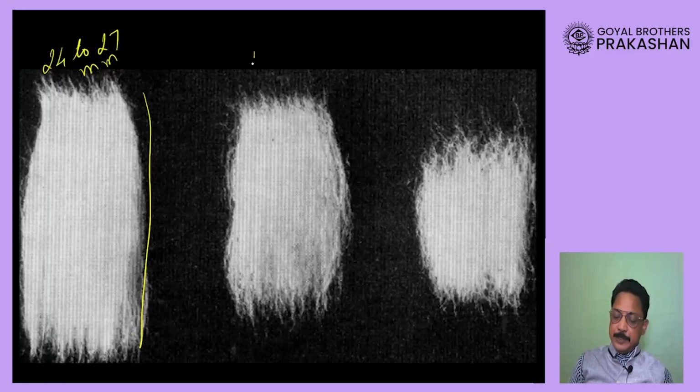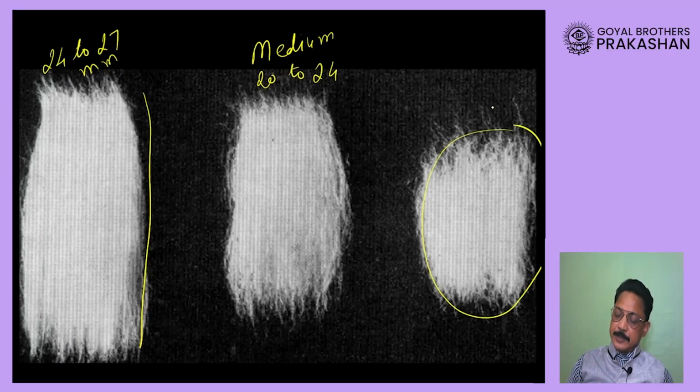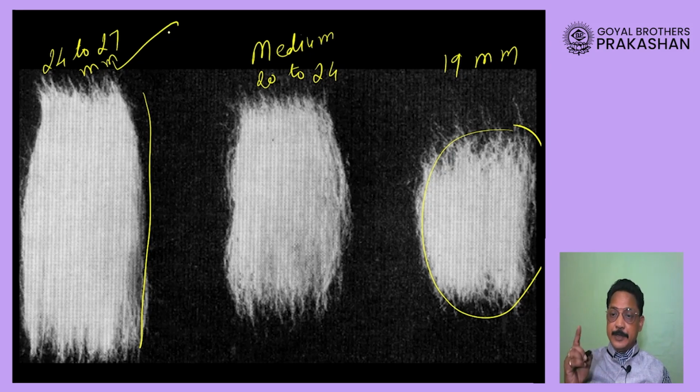Okay, this is medium staple, dear students, which is 20 to 24 millimeter, and this one is a short staple. Its length is less than 19 millimeter. So this last one is the inferior quality, whereas this first one is the best quality of cotton grown in India.